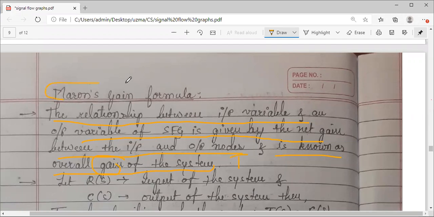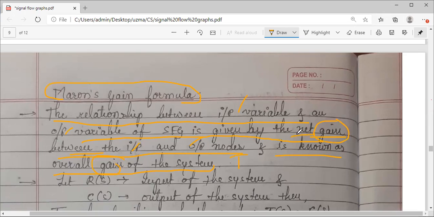That's what Mason's gain formula is: we use it to find the transfer function of the system. It gives the relation between the input variable and the output variable of the signal flow graph in terms of the gains, the gain values between input and output. When we follow the steps to solve Mason's gain formula and finally get the transfer function, we focus on the gain values more.